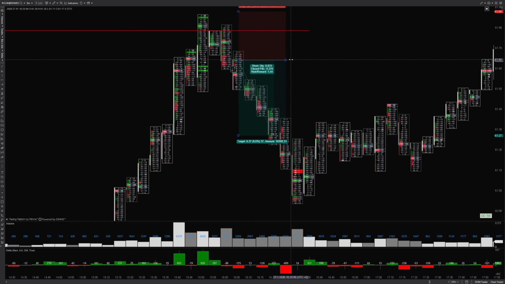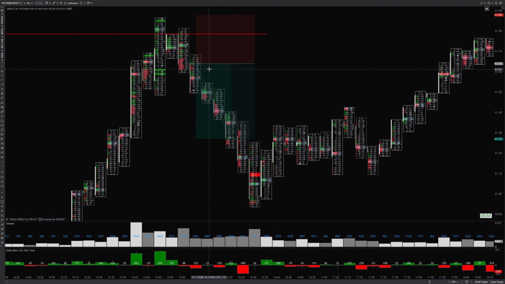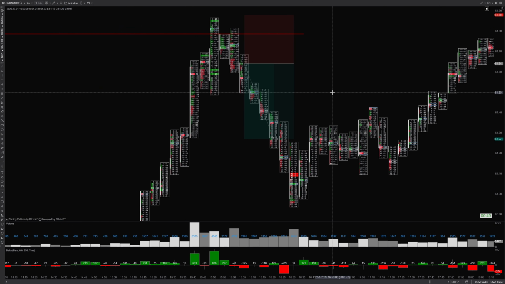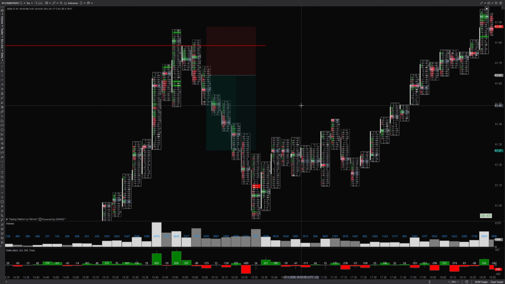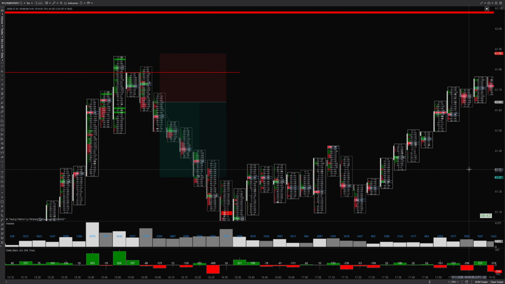As you can see, that was really quick. We had 0 drawdown, and in 4 candles, so within 20 minutes, we had our TP. It's very quick and very good to read as well here on the chart.